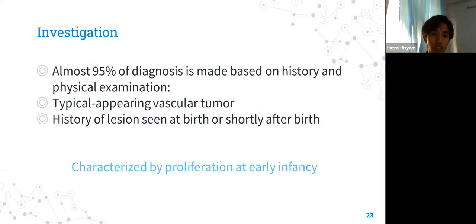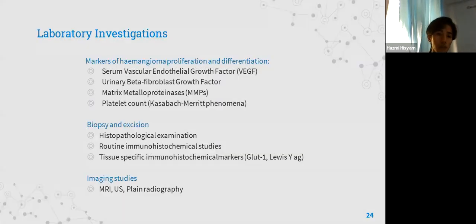So then we move to investigation. In the clinical setting, almost 95% of diagnoses are made based on history and physical examination, and pediatricians are very expert at determining hemangioma only by history and looking at the mass, because it is a very typical appearing vascular tumor, and because of the history of a lesion seen at birth or shortly after birth, characterized by proliferation in early infancy.